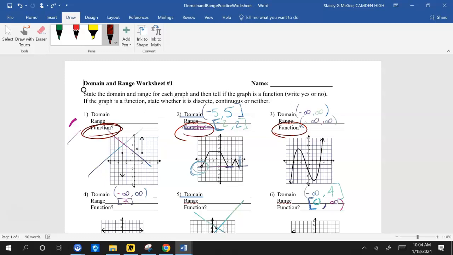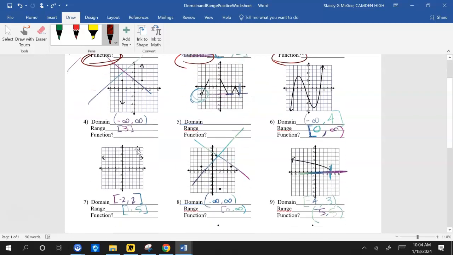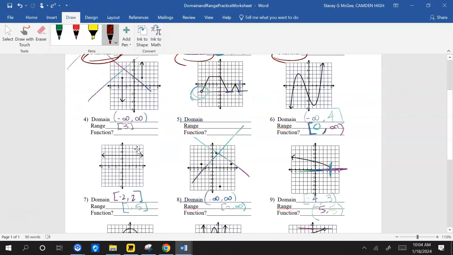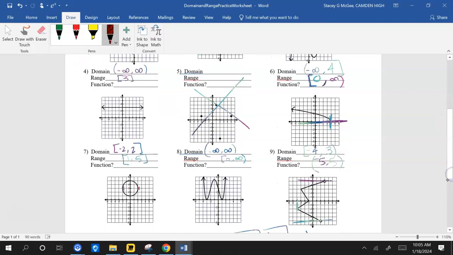We also talked about this very briefly when we did that Kahoot on the first day. If you can take a vertical line anywhere on there, a lot of times teachers tell you it's the pencil test. You take your pencil just like this and go across the graph. If it ever touches more than one, not a function. Let me show you one that's not.